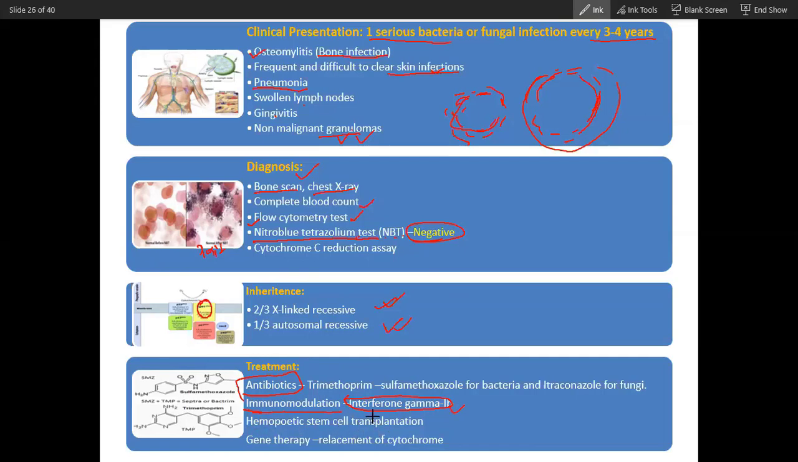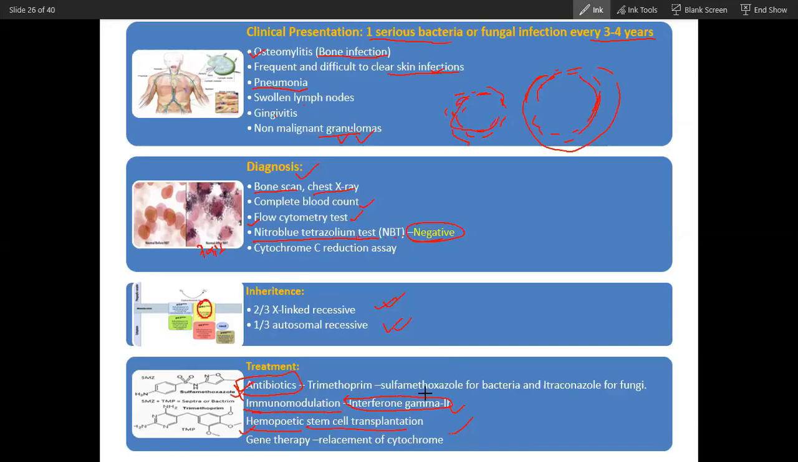If stem cell transplantation is done, it will produce a good, healthy macrophage, and that healthy macrophage will clear the infection. So this is also a treatment. Hemopoietic stem cell transplantation is the treatment. Now gene therapy, gene therapy is in research only. It has not been proven till now. So these are the treatment modalities. Antibiotic, immunomodulation. Mainly antibiotic is the treatment of choice.